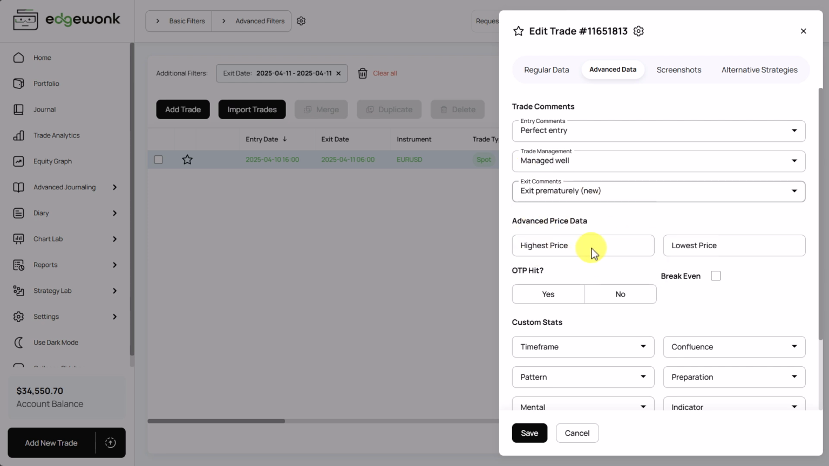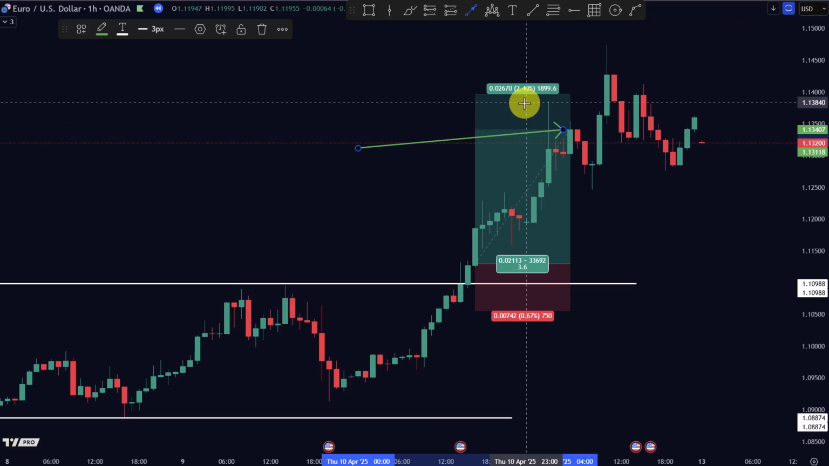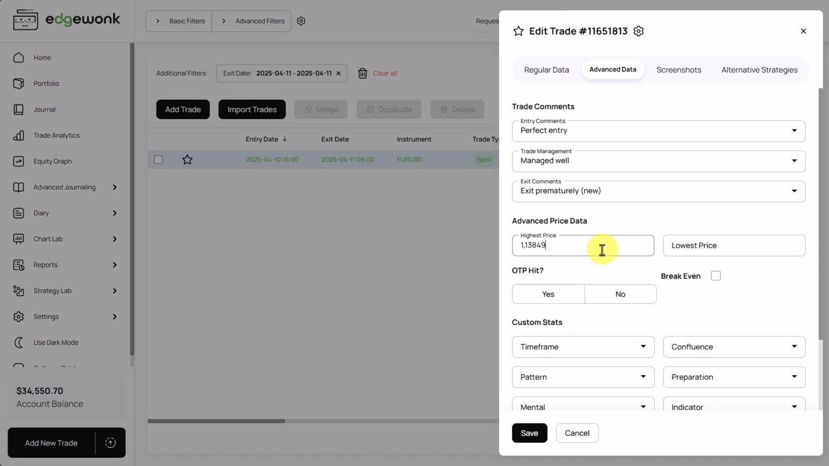So far so good. We go on to the advanced price data, and this will unlock some really interesting features in Edgewonk that I'm going to show you. We just record the highest and the lowest price for that trade, and we can do that very easily. We come back to our trading feed, and the highest price was recorded here during the trade duration. It is 113,849. We enter this in the highest price data. Then we do the same for the lowest price.